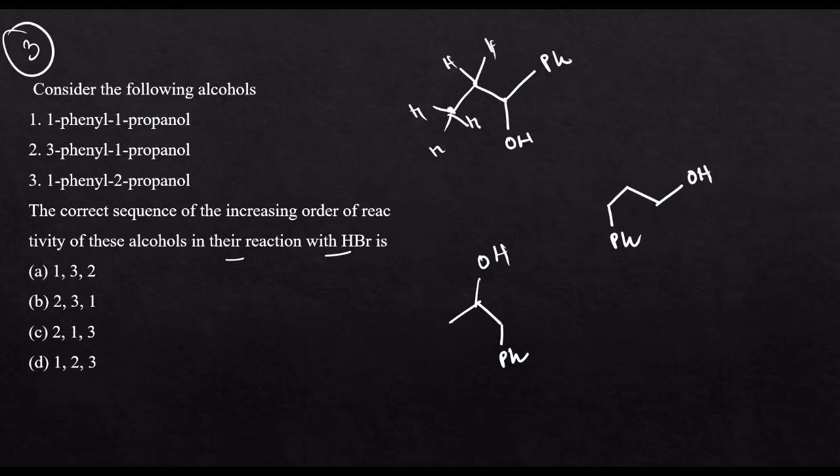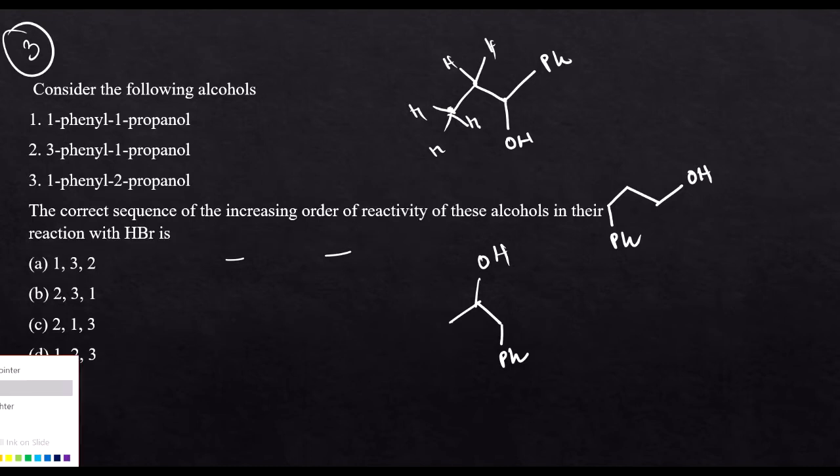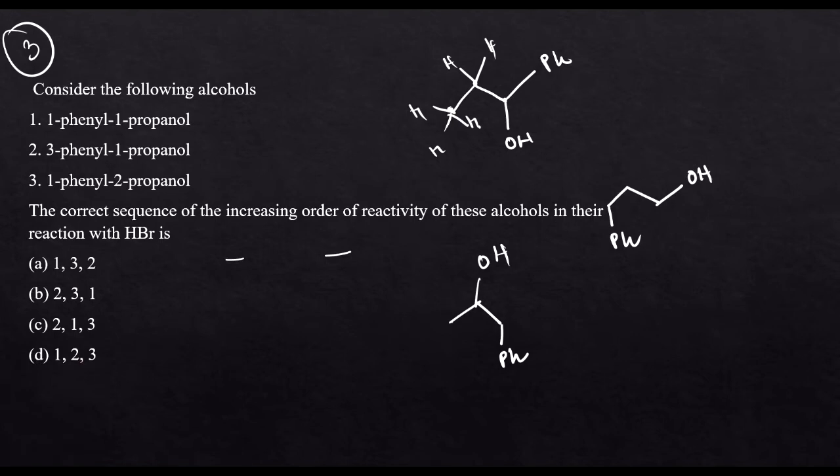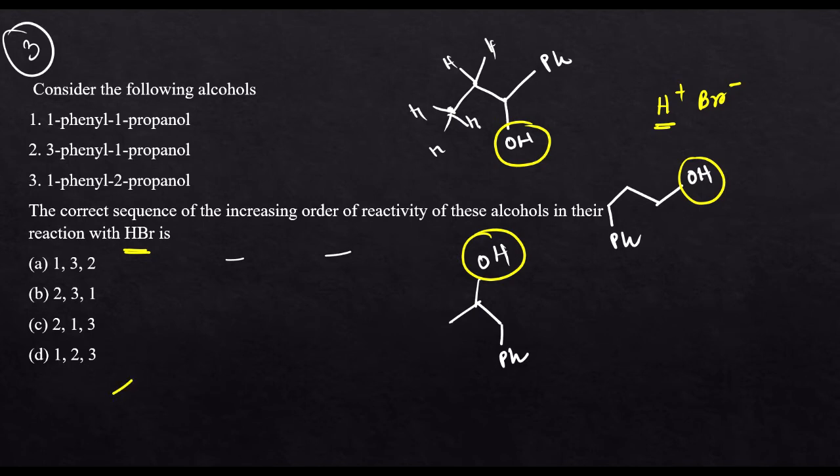If we go for the reactivity of these alcohols, when we are considering the reactivity, the first thing that comes to mind is how HBr will react with the alcohol. When HBr is reacting, it will form H plus and bromide minus. As H plus has formed, OH will go out in the form of water. As OH is going out in the form of water, we will get a positive charge in the middle for compound number 3, 1-phenyl-2-propanol.